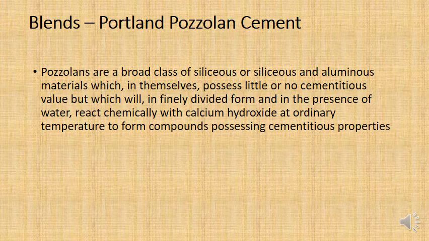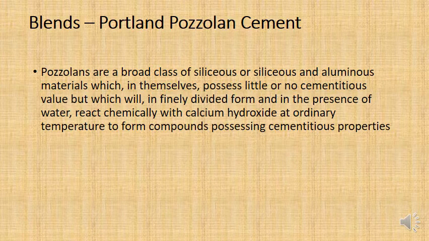What's that? Well, that's basically Portland cement which is being mixed with another kind of cement. And the first one I want to talk to you about is called Portland pozzolan cement. Now, what's pozzolan? You've probably never heard that term before. I certainly had never heard of it until I started studying concrete. Well, pozzolan is basically ash from a volcano.